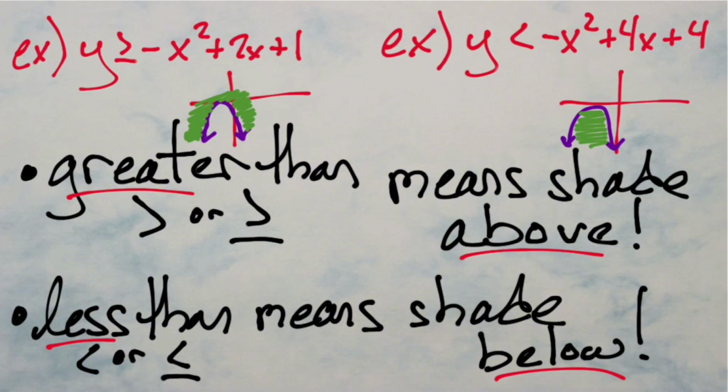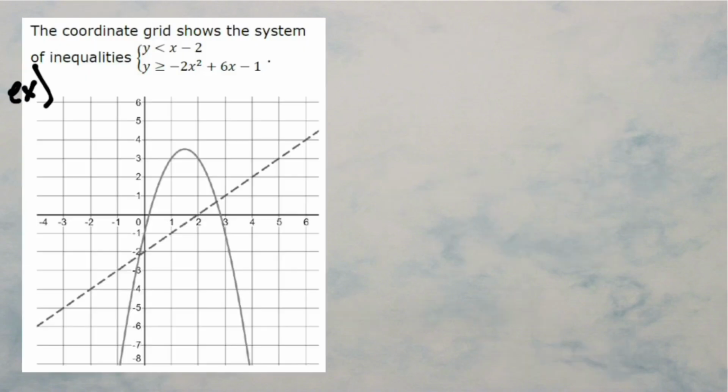And then the same thing over here on the right. Y is now less than, but it's a negative parabola that's upside down. So less than still means under. If you follow the rules of the variable being on the left, greater means above, less means below, you'll be right every time. Let's look at some practice problems now.